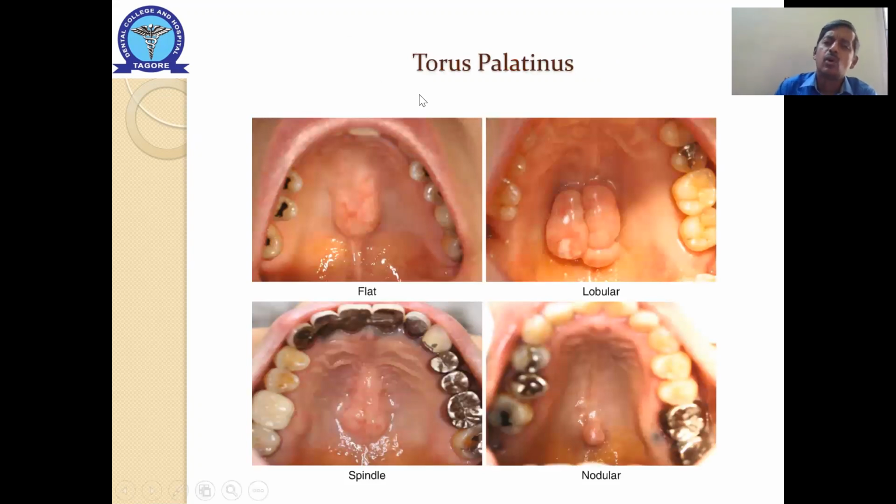Example: Torus palatinus is a bony protuberance seen in the hard palate. It could be of the following types: flat, lobulated or spindle type, or nodular.